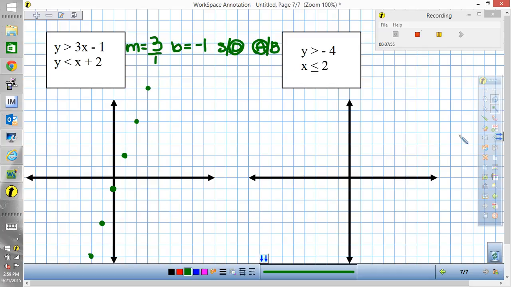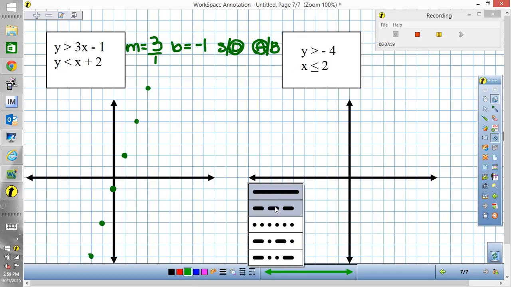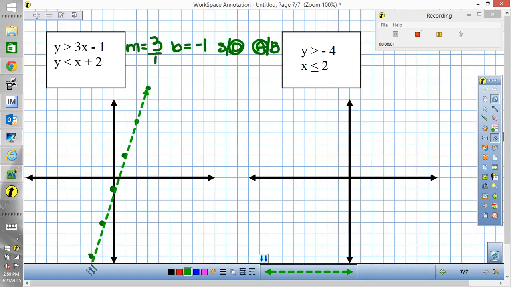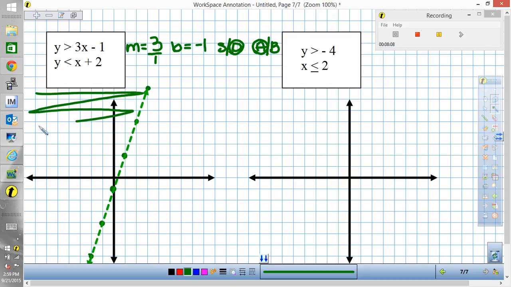I determined that this was a dotted line, so when I graph my line, I need to be dotted. And then from here, I need to shade, and we decided to shade above. Shading above is on this side of my dotted line.